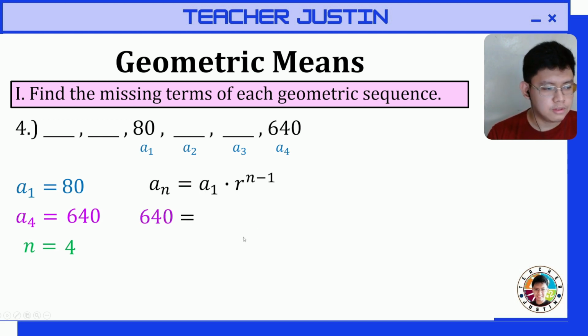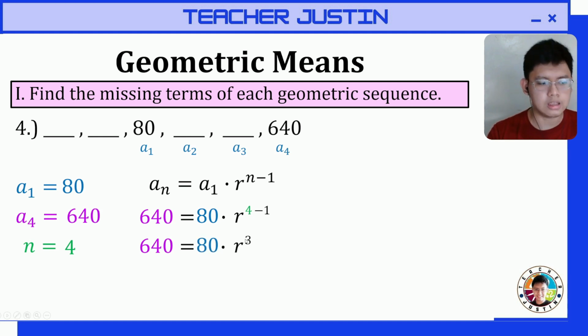So, our last term is 640. It is equal to 80 times r. Okay, yan yung hinahanap natin. Raised to 4 minus 1. So, let's simplify our exponent. So, 4 minus 1. So, 640 is equal to 80 times r raised to 3. So, magiging 3 yung ating exponent.